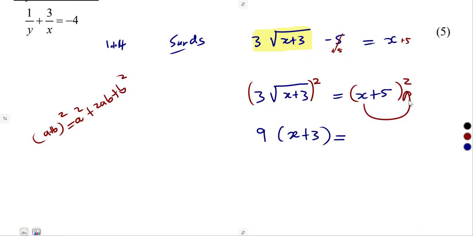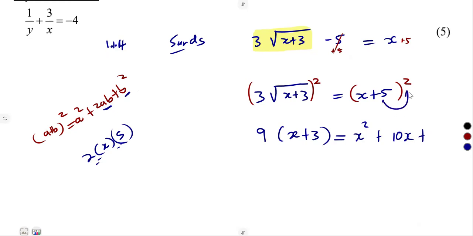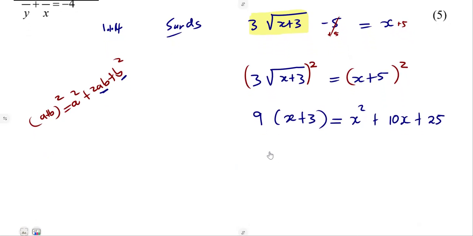So that is x squared, the first term, plus 2 times a times b, 2 times our a which is x, our b is 5. So that is going to give us 10x plus b squared, which is the last term squared. So 5 squared is 25. You have expanded using a direct expansion for a bracket being squared, or you can open two brackets and expand as usual.